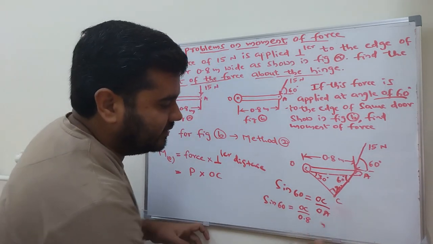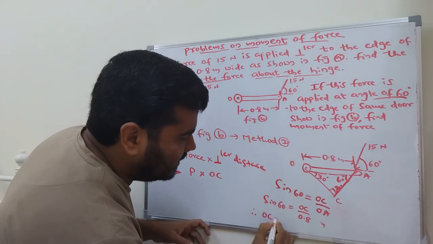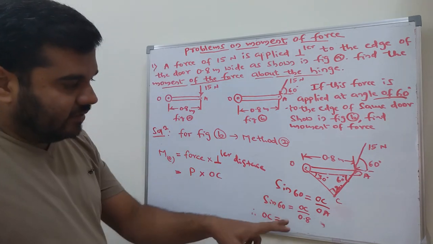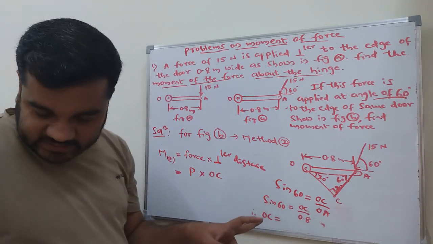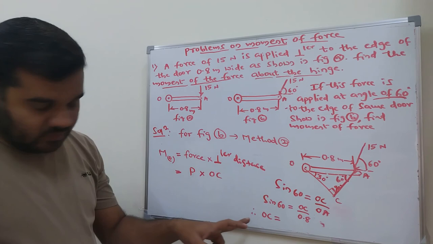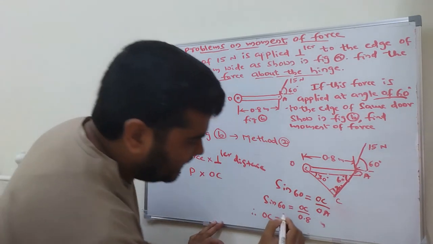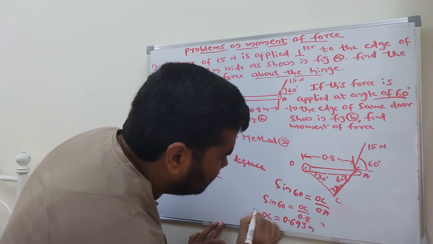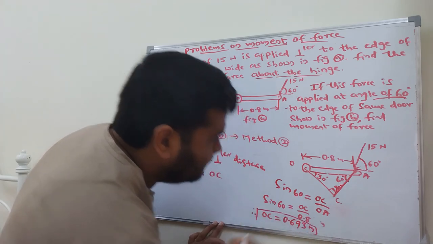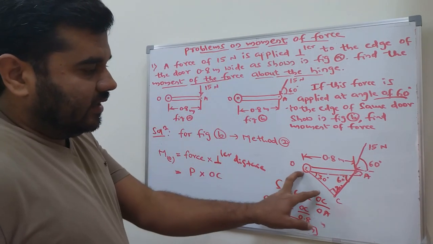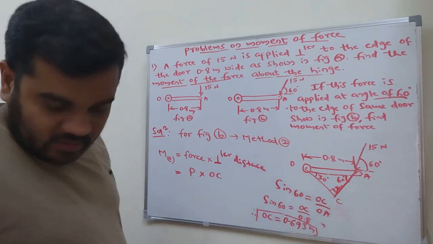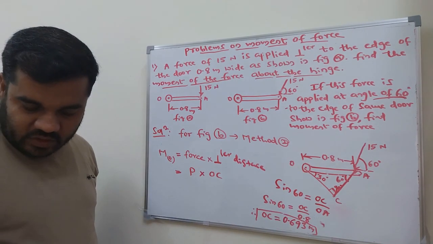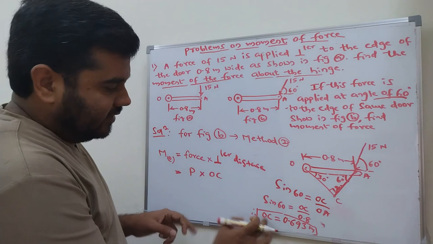Therefore, OC I am getting, if you multiply 0.8 into sine 60, is 0.693 meter. This is OC. Okay, I got it. Now if you got OC, now apply here.